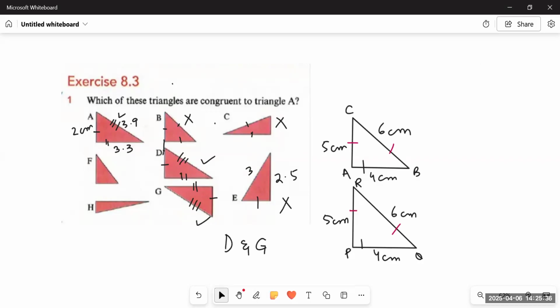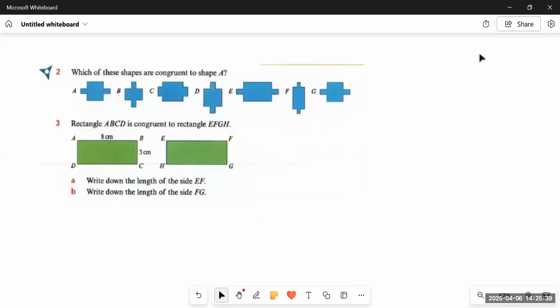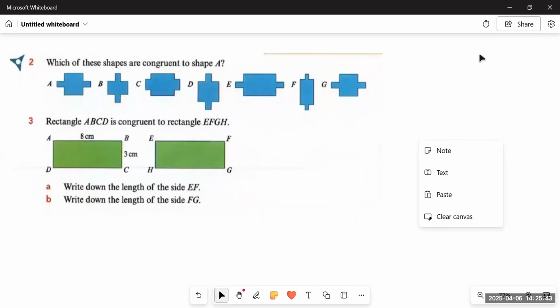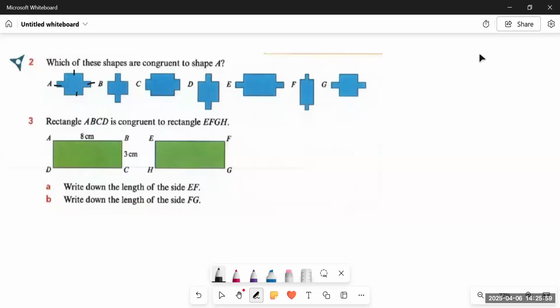Now let's move to question number 2. In question number 2, again, we are provided with some shapes and we have to see which of the shapes are congruent to A. What you have to do, students, is just measure all the sides, at least measure the side above and below, and then the sides on either side. And then look for the shapes that are congruent to shape A. So if we look closely, we will find that only shape D and shape.